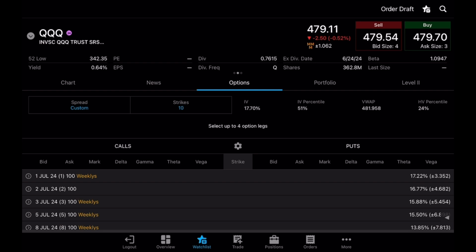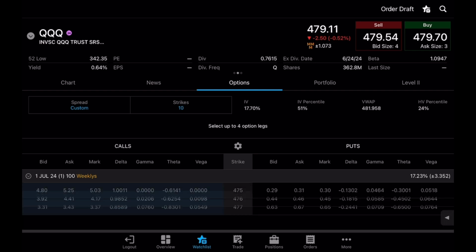So I'm going to go ahead and show you on the right side, you see that there's a 17.22%, and then they have in parentheses the plus or minus 3.352. This is going to tell you the implied volatility, and we'll discuss that more in detail. I also have an ebook where I talk all about technical indicators and I break down different factors and variations of this. So let me go ahead and hit the drop down for July 1st, which is tomorrow.